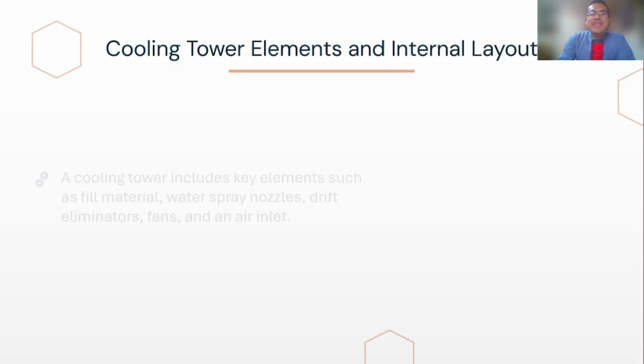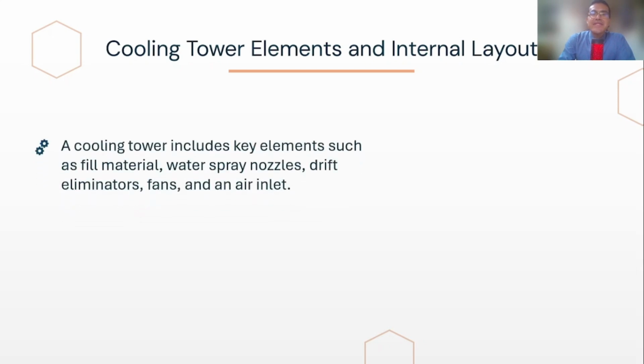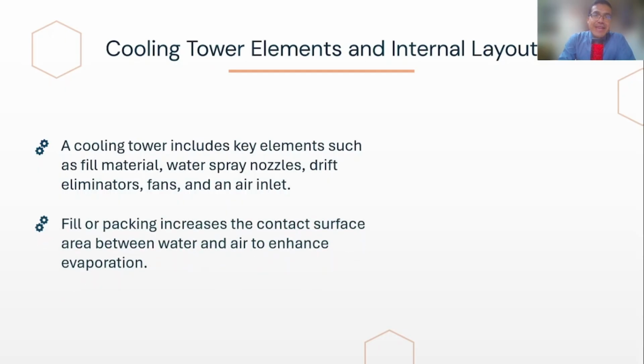Let's now take a closer look at the internal layout of a cooling tower. It typically includes components like spray nozzles to distribute warm water, fill material to enhance contact with air, and drift eliminators to reduce water loss. The fill or packing is particularly important. It consists of structured plastic sheets or similar media that offer a large surface area. This facilitates the evaporation process by maximizing water-air interaction.